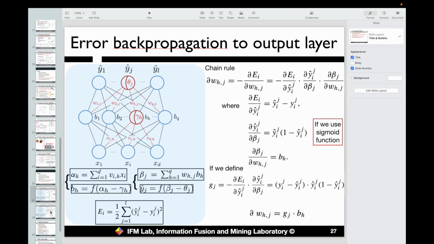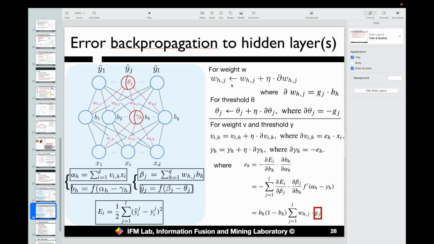So according to the gradient we calculated here, we can further update this W, right? According to the gradient descent algorithm, we can update this WHJ to be the parameter from the previous round plus eta times the partial derivative of the gradient, right? Here we have a plus because we moved the minus inside this term instead. And here this partial derivative equals GI times BH.